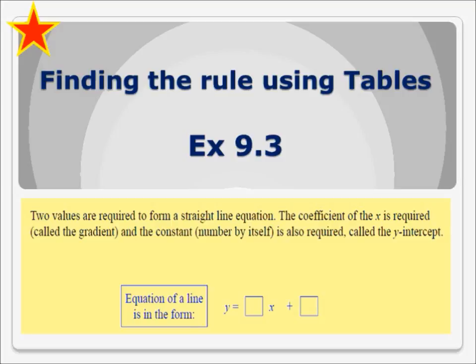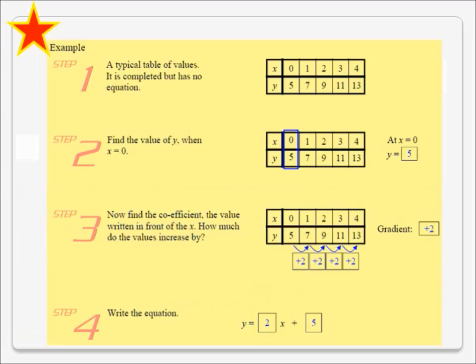Throughout this topic you'll find that the rule is generally shown as y equals mx plus c. M and c are just the numbers that are inside that box. Alright, well, let's start looking at a table.